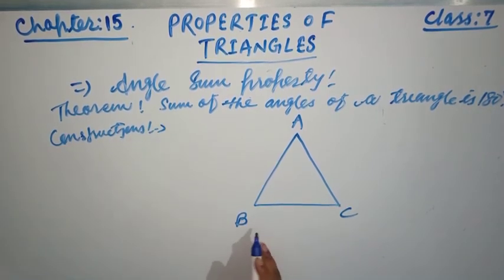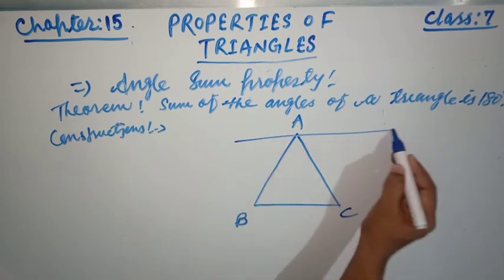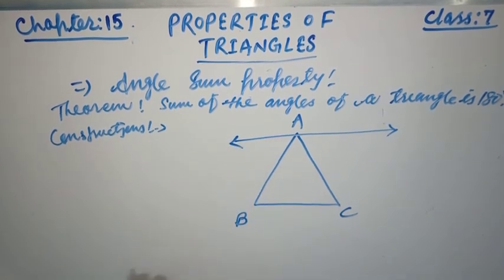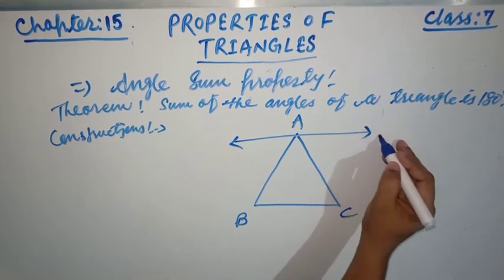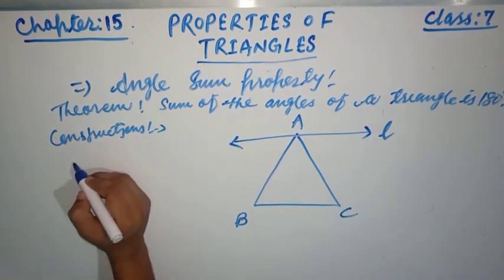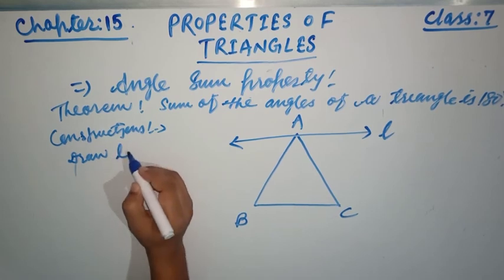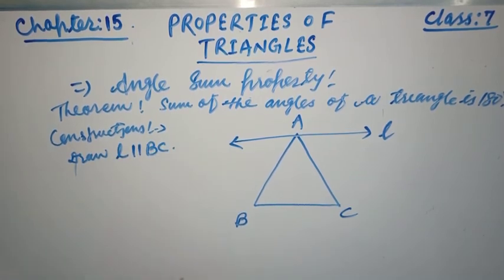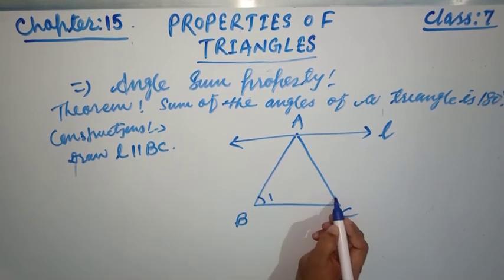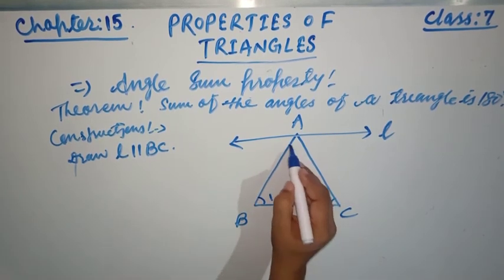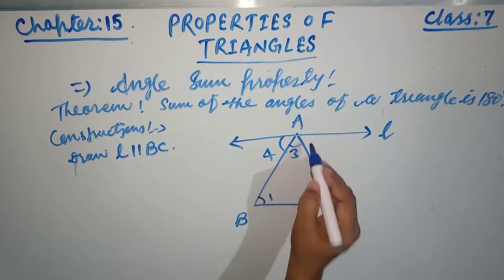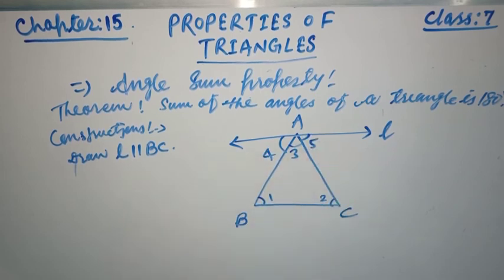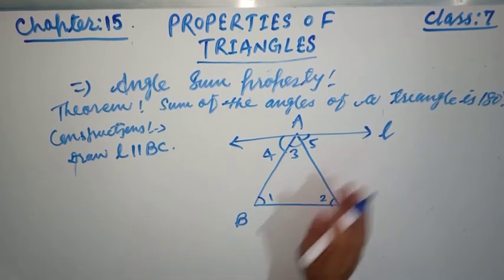Take a line which is parallel to BC, friends. Now this is the line L. Draw line L parallel to BC. Now suppose this is angle 1, this is 2, this is 3, this is 4, and this is 5. Okay, now see friends, L is parallel to BC.